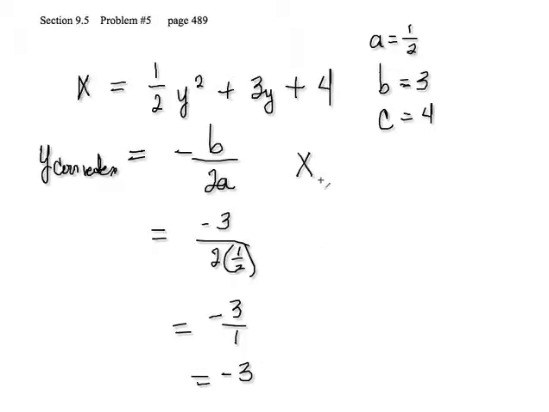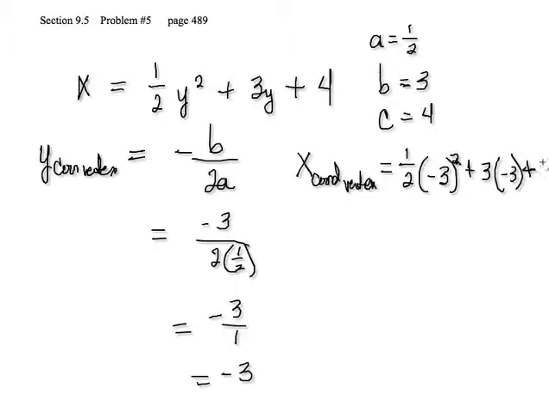Now the x coordinate of the vertex is just going to be a plug and chug thing. I'm going to get 1/2 times -3 squared plus 3 times -3 plus 4. So just plug it in because I know what y is. If y is -3, what does x have to be here? So I'm going to take half of 9, plus -9 plus 4.